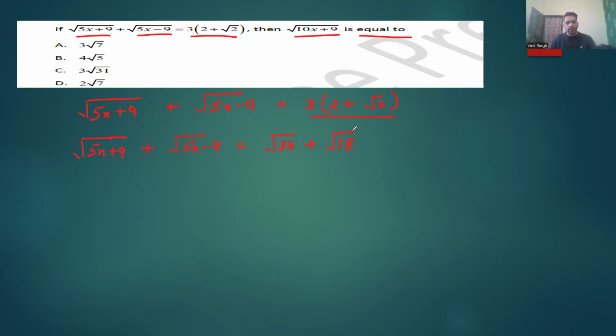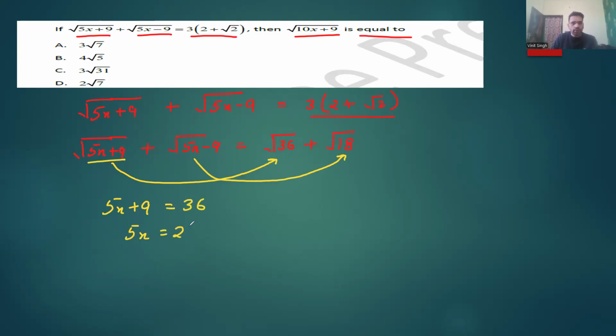Now the left hand side and the right hand side are in square root form. So we can write under root 5x plus 9 is equal to under root 36, and under root 5x minus 9 is equal to under root 18, because 36 is more than 18, and 5x plus 9 is greater than 5x minus 9. So 5x plus 9 is equal to 36. So 5x is equal to 27, and we have to find the value of under root 10x plus 9. So 10x is equal to 54, and 10x plus 9 is equal to 63.